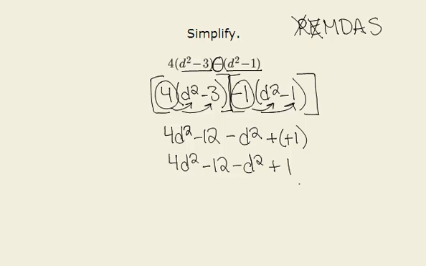Now we can combine like terms to simplify. Now these two terms are like because they both have the variable d squared. So we have 4d squared minus 1d squared. That gives us 3d squared.